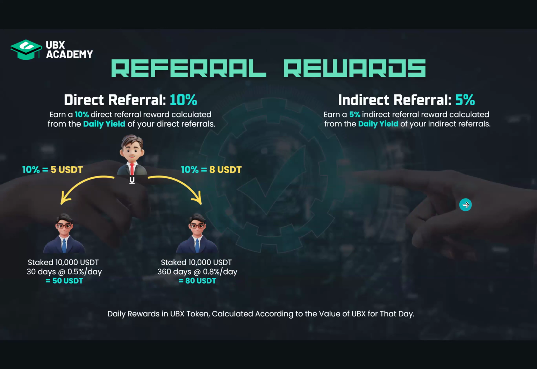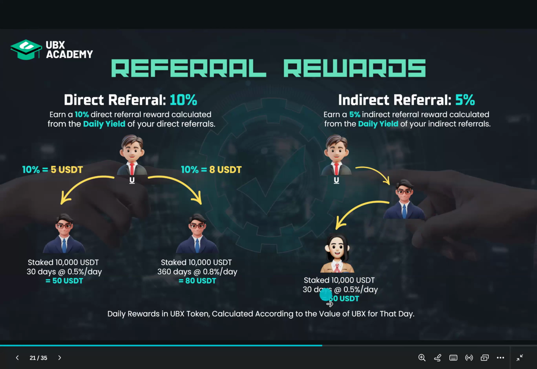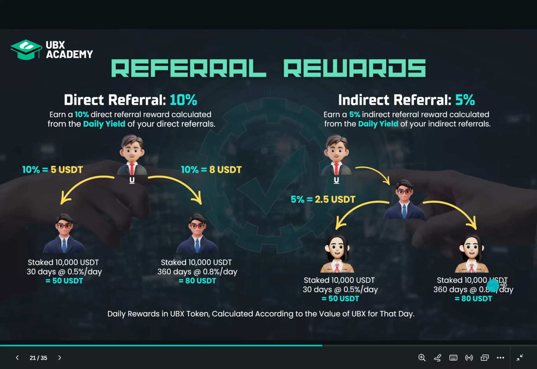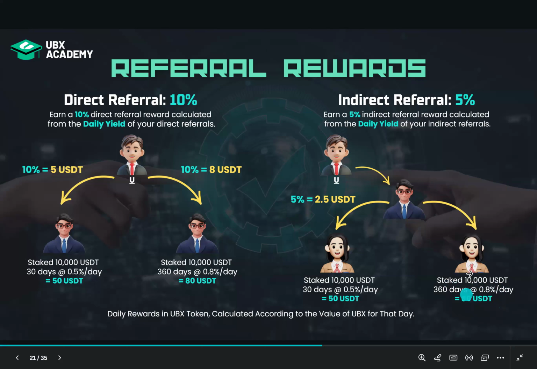And indirect referral is 5%. You earn a 5% indirect referral reward calculated from the daily yield. You refer to your direct referrer, and your referrer refers to another referrer, a lady. So this lady is considered your indirect referrer. If this lady stakes 10,000 USDT for 30 days at 0.5% per day, she will get $50 USDT, and you will get 5% of the $50 USDT, which is 2.5 USDT. And if she instead stakes for 360 days at 0.8%, she will get $80 USDT, and you will get 5% of $80, which is $4 USDT. I think it's quite clear.